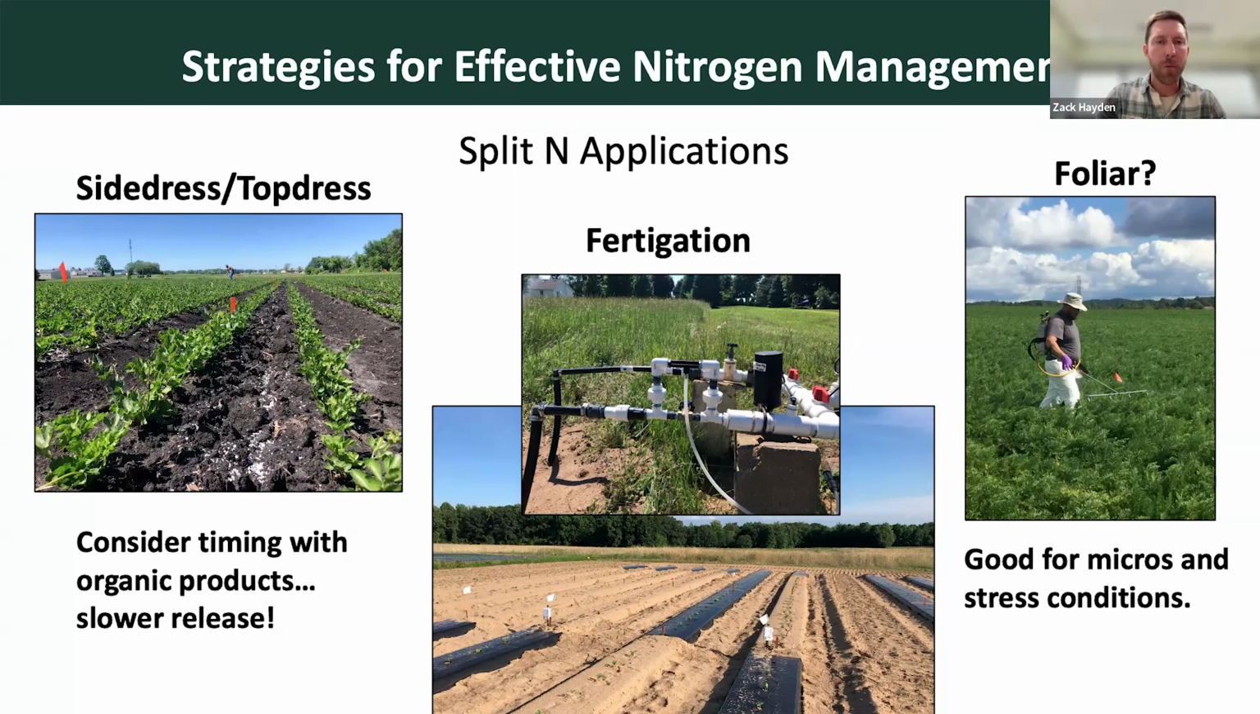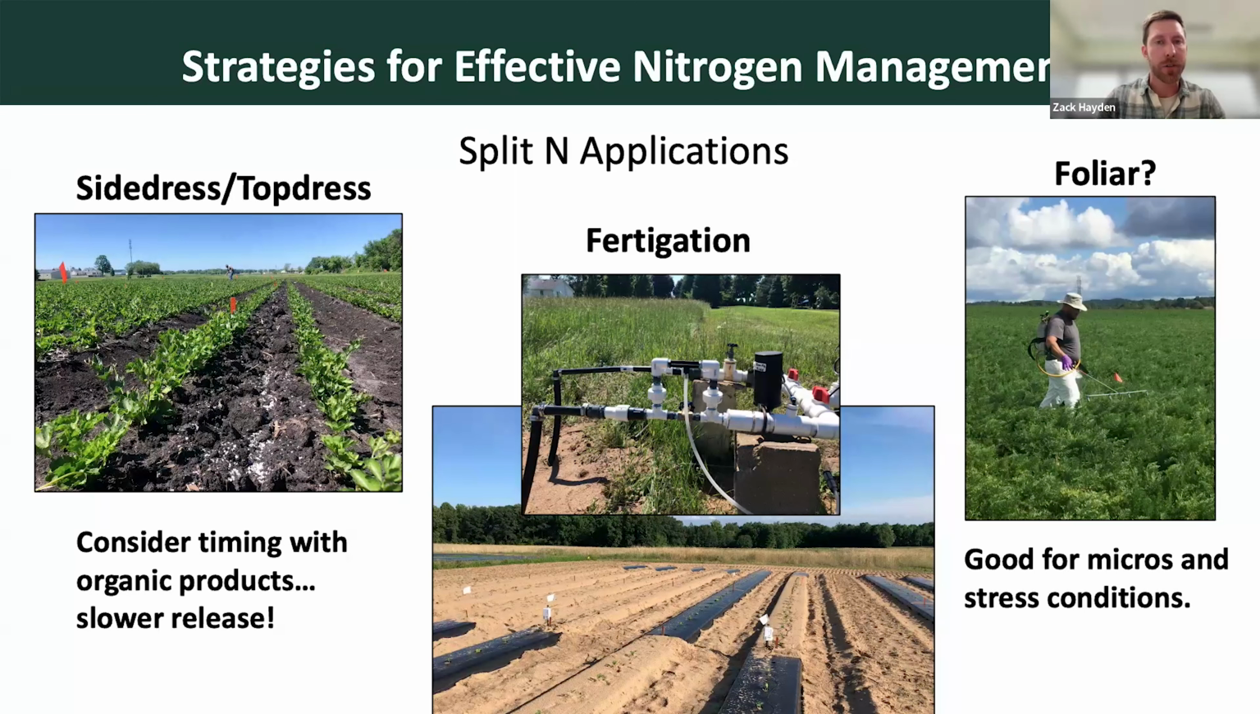The key point I want to make here, though, is that timing is critical with organic sources. So we have a lot of organic sources, like fish emulsions, fertigation that happen. We'll also see top dressing with granular products during the season. There's a danger with that if you don't consider how much time it takes for those products to become available.